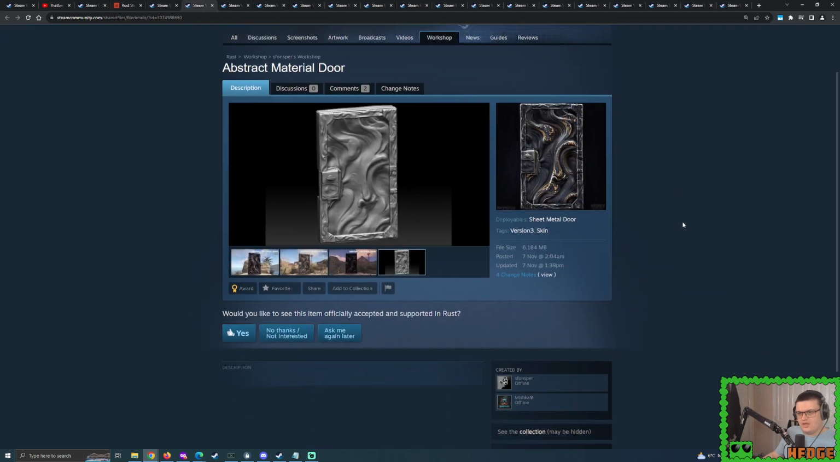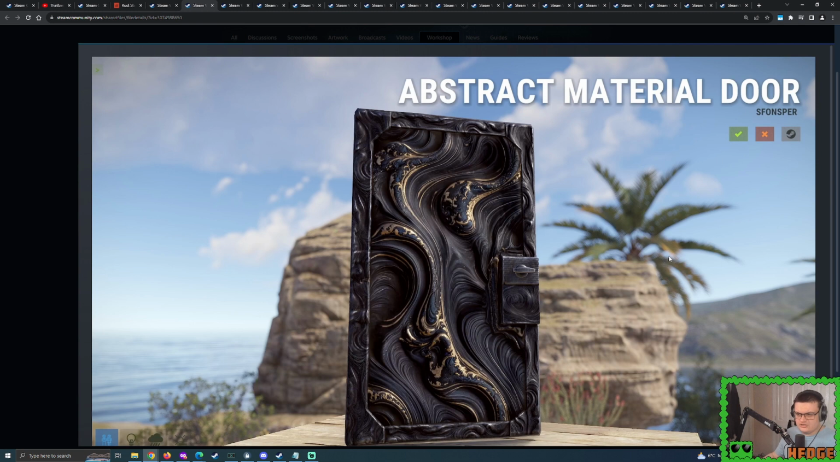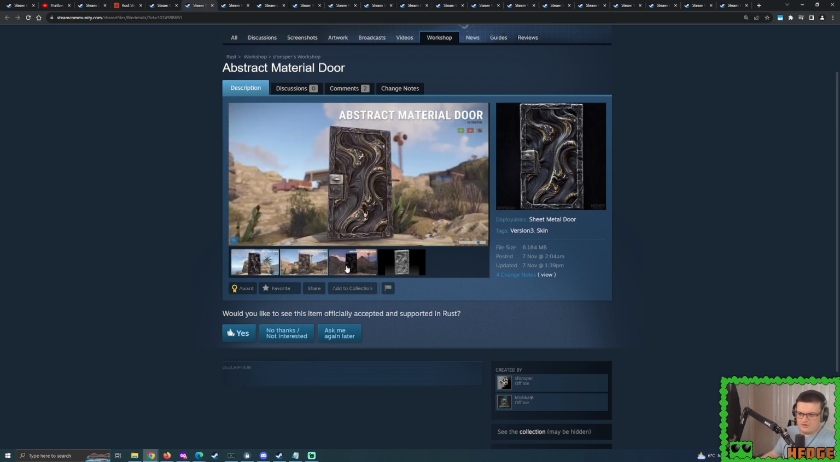And let's move on. Here we have Abstract Material Door. Get a good look at this. Not too crazy in terms of colourfulness, but it's kind of hypnotic. It's like paint, I guess you could say. You know when you mix paint and it doesn't always fully mix in initially, and yeah, I can see that. It's a cool looking design. It's just I don't think people are going to go crazy for it.